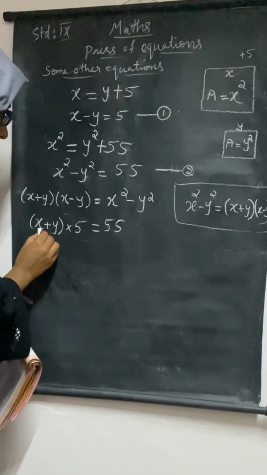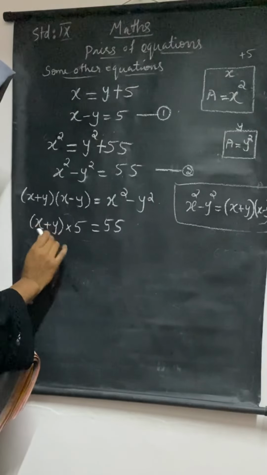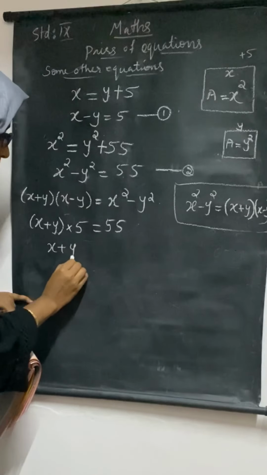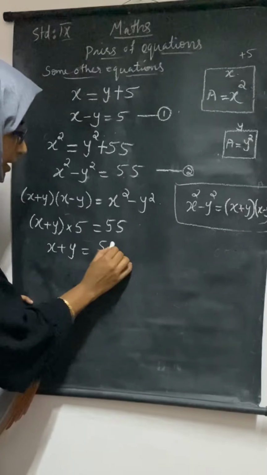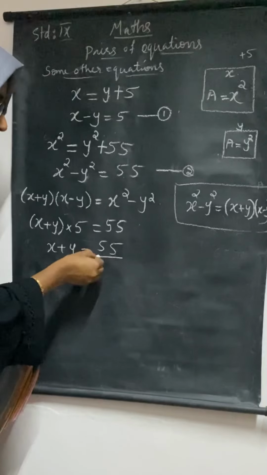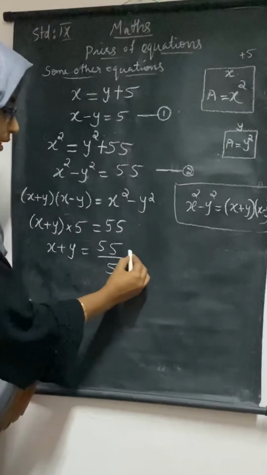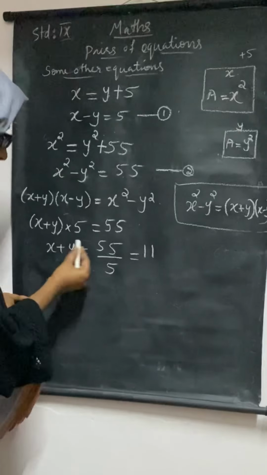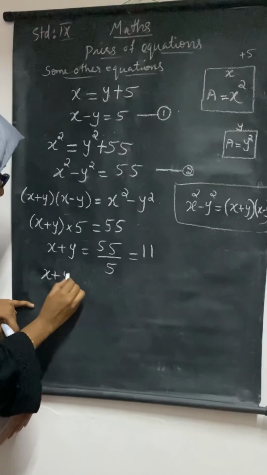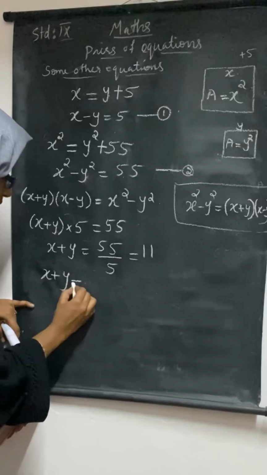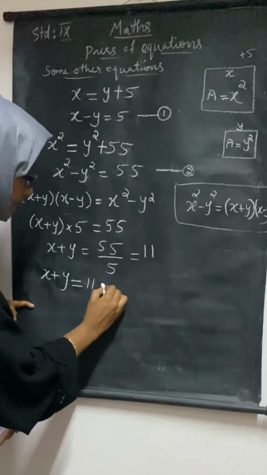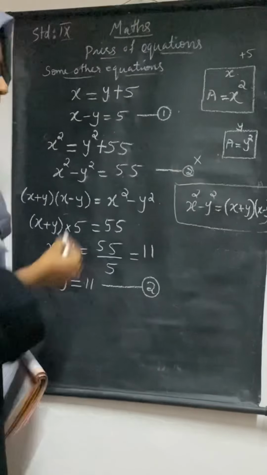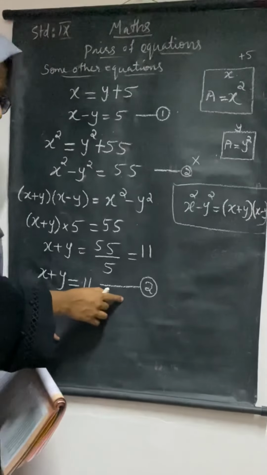Now I don't know x plus y, so I keep it there, and bring this 5 here. So x plus y is equal to 55 divided by 5. Multiplication becomes division. So what is the answer? 5 how many are 55? 5 elevens are 55. So x plus y is equal to 11. So this becomes your second equation, not this one. This is the second equation of yours.